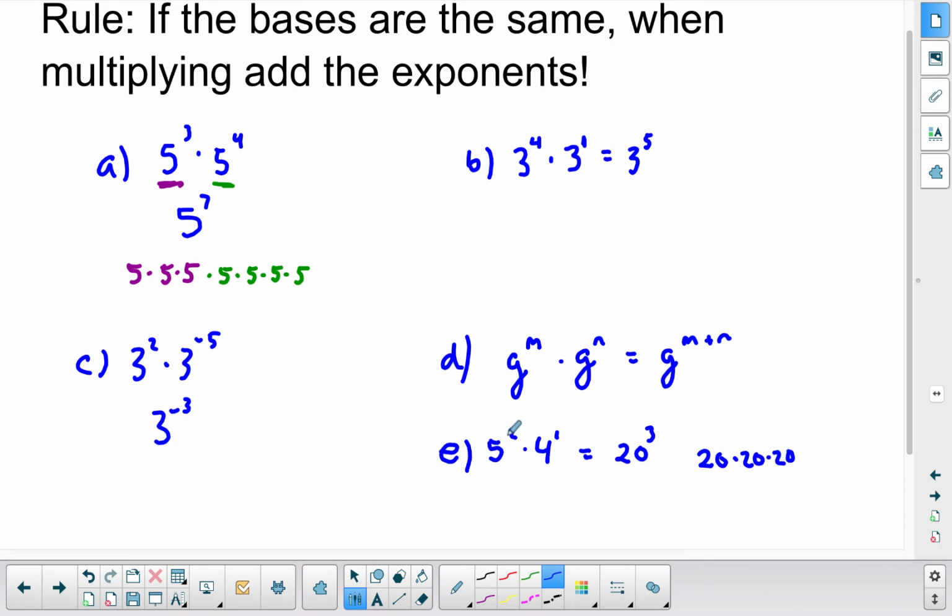In reality, if we do order of operations, 5 squared is 25, and times 4 to the first is just 4, which is 100. So multiplying the bases makes it way too big. If you don't have the same bases, you can't really apply the rule.